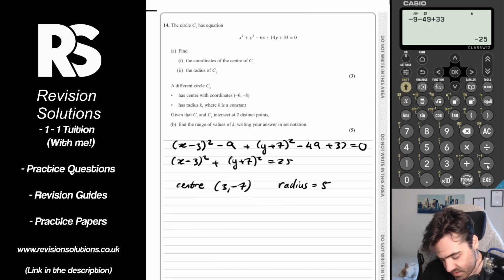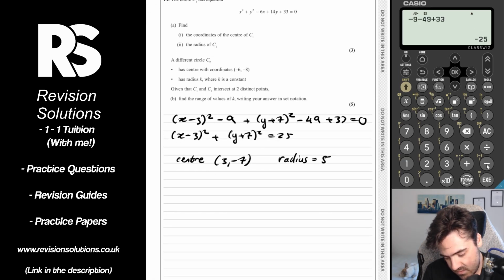Then it says a different circle, C2, has center minus 6, minus 8, and a radius k, where k is a constant. Given that C1 and C2 intersect at 2 distinct points, find the range of values of k, writing your answer in set notation. So we could probably do this with the discriminant, or we could also do it with a nice drawing and just having a think about it. I think let's do the drawing.